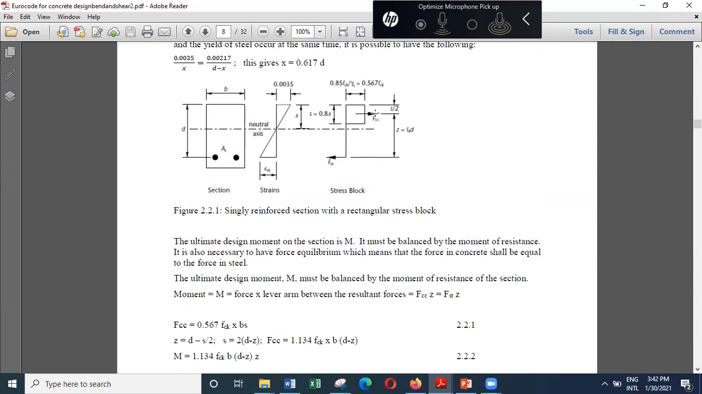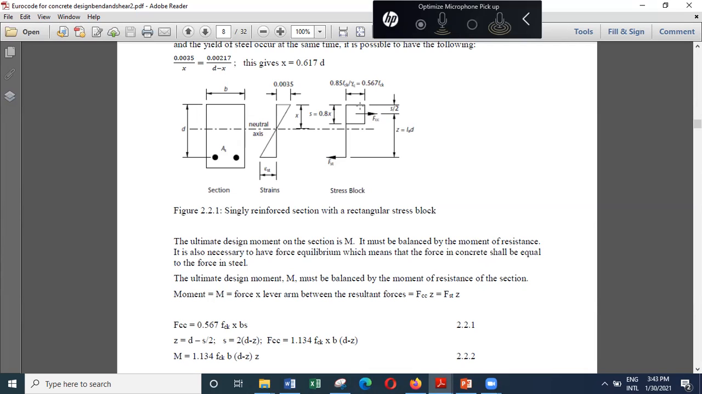When can you get the maximum moment carrying capacity in this section? The moment carrying capacity of this section will be maximum when we have the maximum value for X. And the maximum value for X is 0.45D. So when X is equal to 0.45D, we'll have the maximum moment carrying capacity of this section. And when X is equal to 0.45D, Z is equal to 0.82D.